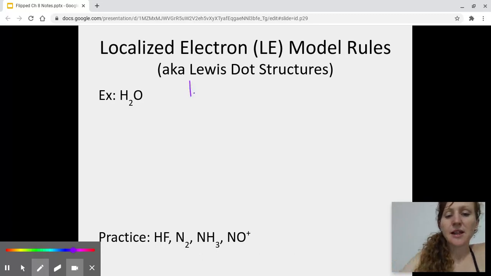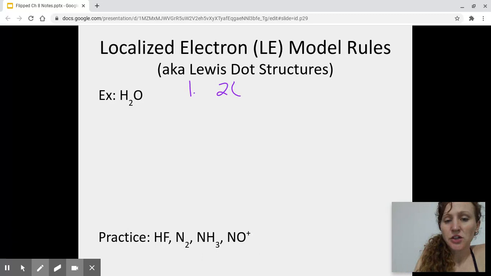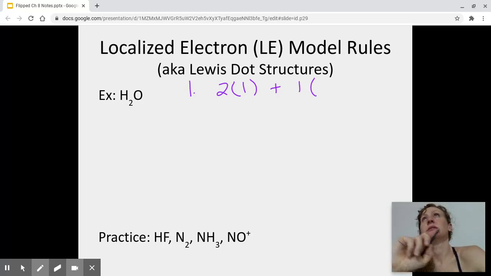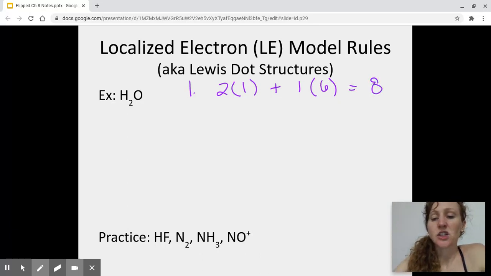Step number 1, tally up all our valence electrons. So we have 2 hydrogens, and each hydrogen has 1 valence electron. We have 1 oxygen, and each oxygen has what? 6? Okay, so we have 8 electrons total to distribute on this molecule.